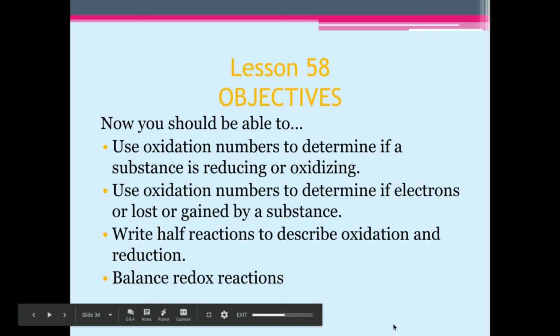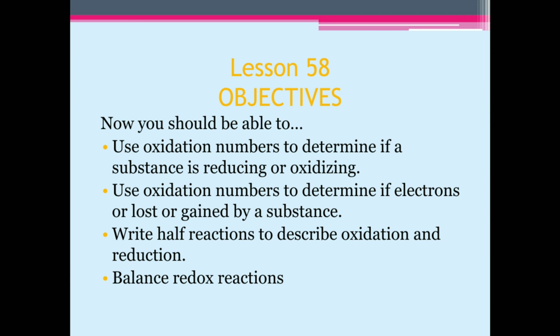Okay, class, so let's begin lesson number 58. By the end of this lesson, you should be able to use oxidation numbers to determine if a substance is reduced or oxidized. Use oxidation numbers to determine if electrons are lost or gained by a substance. Write half reactions to describe oxidation and reduction, and use those half reactions to balance redox reactions. All of the examples plus the steps for balancing half reactions are given in your guided notes.